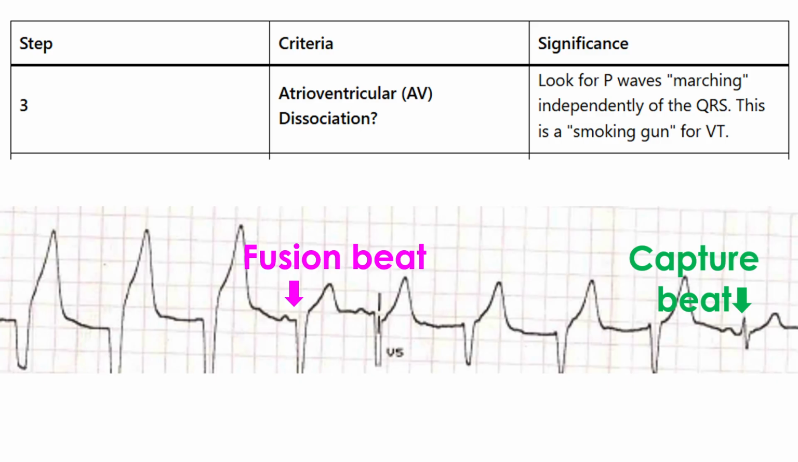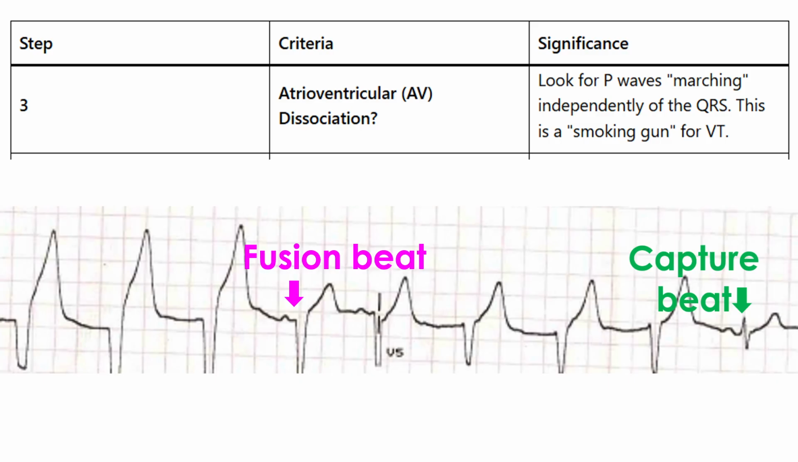Fusion beat is one in which part of the QRS is contributed by sinus beat and part by the ventricular beat. So the morphology will be intermediate between a sinus beat and a ventricular beat. QRS width will be narrower than that of a ventricular beat, but broader than that of a sinus beat.